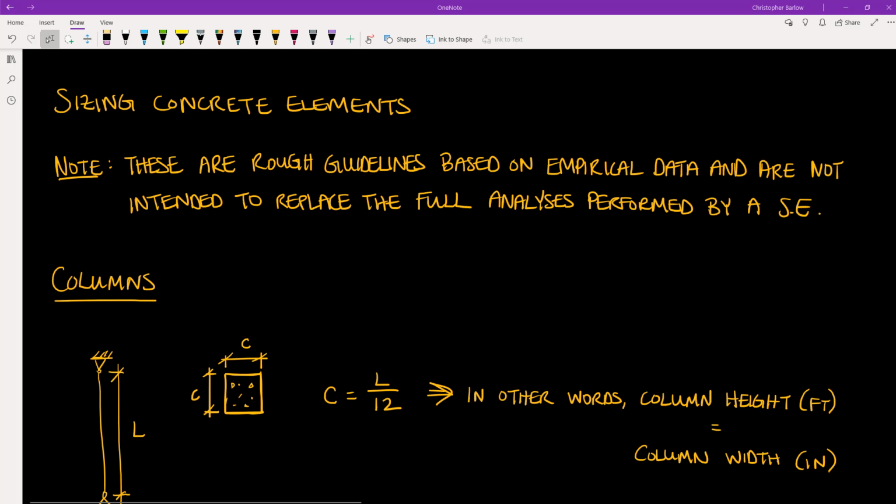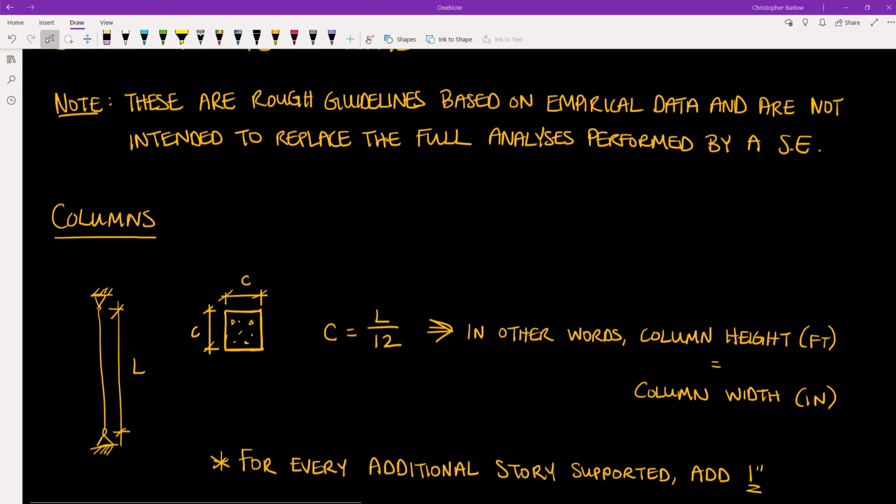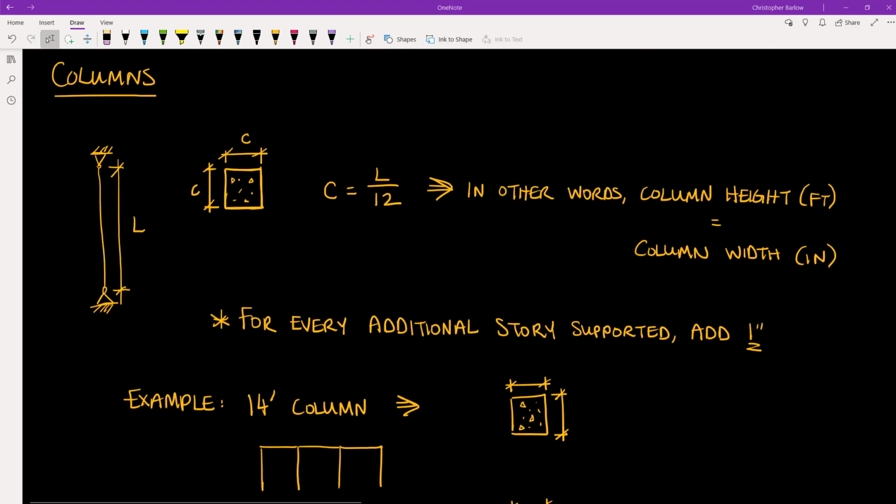So, sizing concrete elements. Note that we have the same disclaimer here, that these are rough guidelines and are not intended to replace the full analyses performed by a structural engineer. Now let's start with columns.